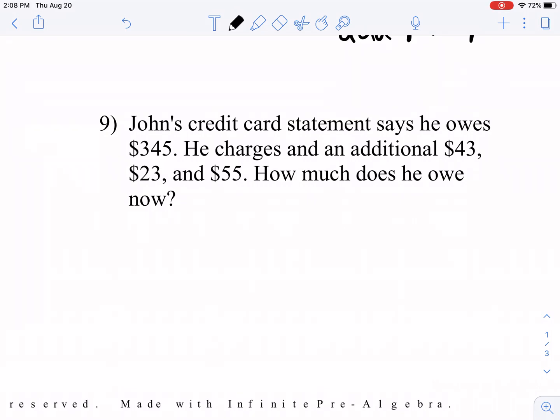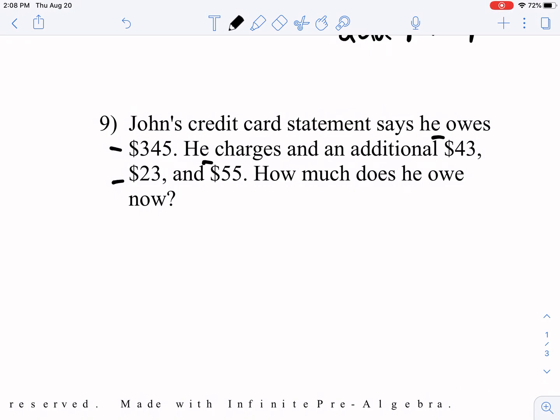Well, in John's case, he's been using his credit card probably unwisely here. It says John's credit card statement says he owes, so we're talking about a negative integer value, $345, but then he makes the mistake here. He's adding on to his already accumulating debt. He charges an additional $43, $23, and $55. How much does he owe now? Okay, so in terms of thinking of it as a balance value, it's going to end up being a negative number, okay, because he owes money.